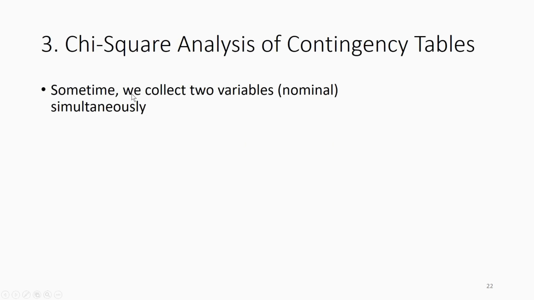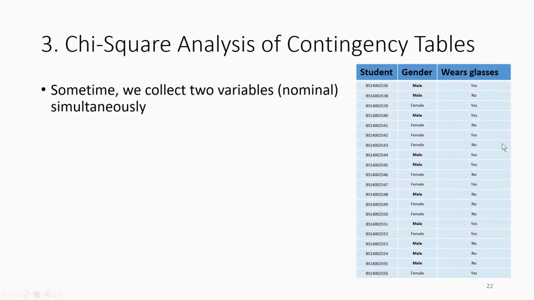Sometimes the question that we ask is not about the differences in the frequency, but we want to know if there is any association, any relationship between the categories in terms of their frequency. In this case, we usually collect two variables at the same time. This is an example that I showed you earlier.